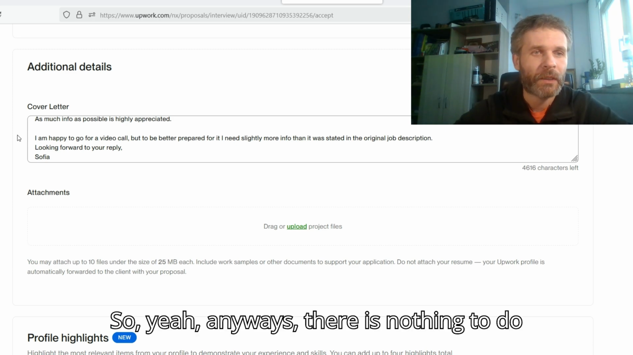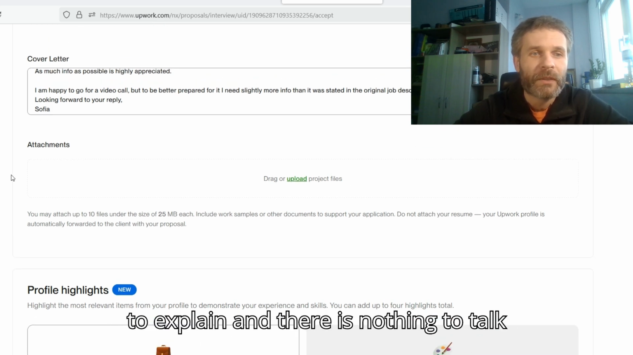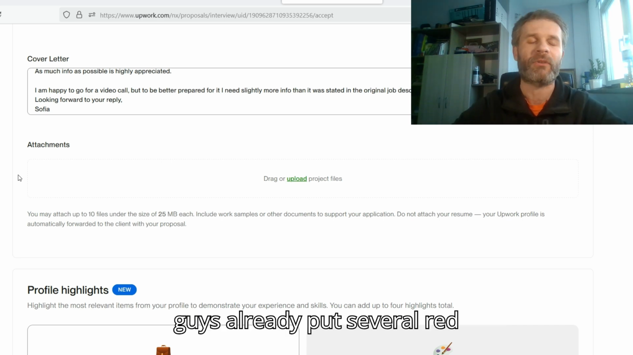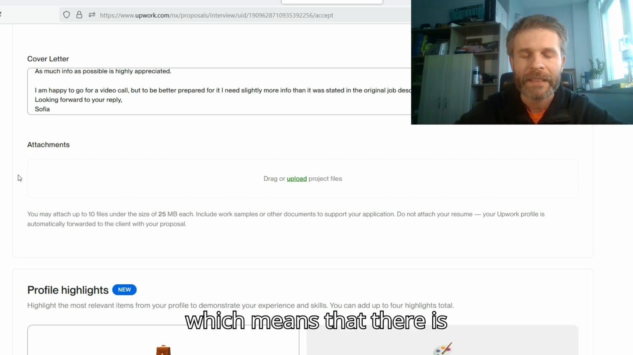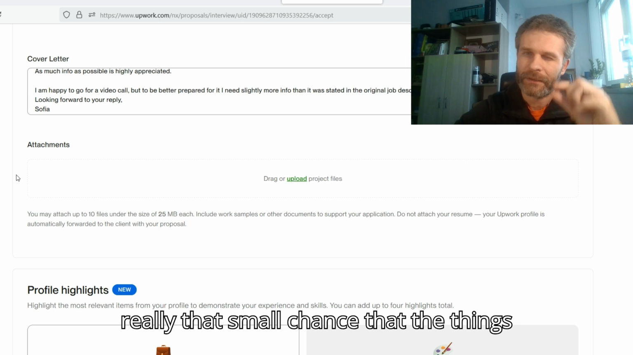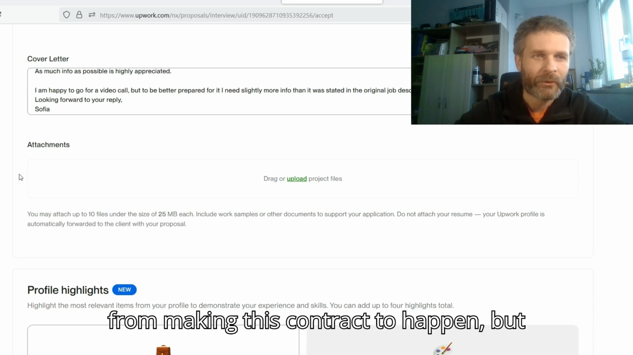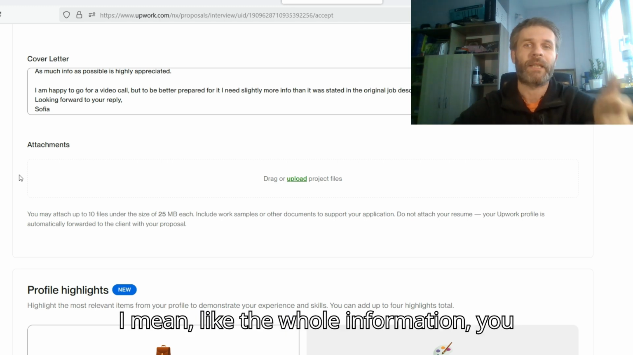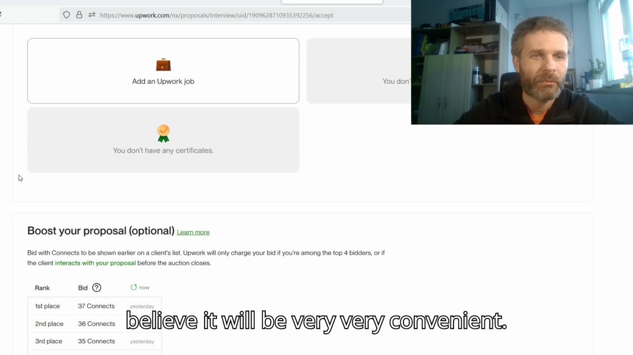So anyway, there is nothing to add in attachments, there is nothing to explain, and there is nothing to talk about because, well, these guys already put several red flags on the project, which means there is really a small chance that things may work out. And I told you about some other personal reasons which will prevent me from making this contract happen, but that's regardless. Anyway, for a video, I mean, like the whole information, you got it, you got me, and I believe it will be very convenient.